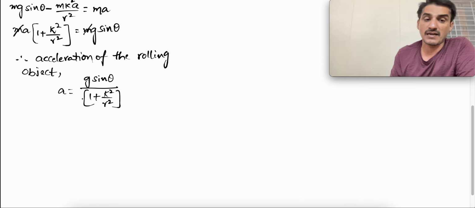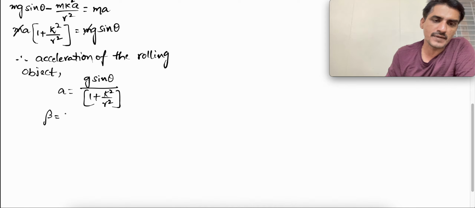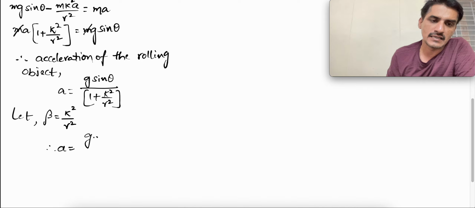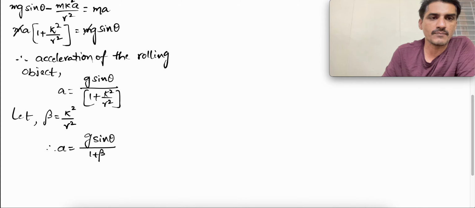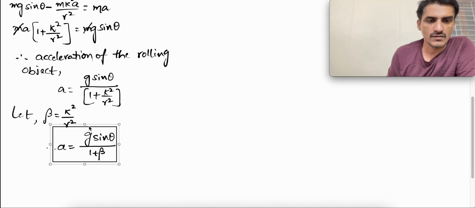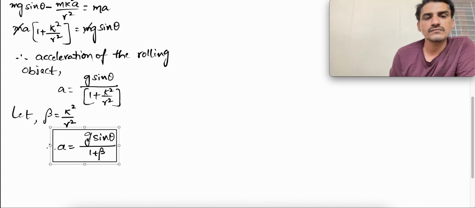Okay, it is k square by r square, not root. So you will get different values, right? That constant I am writing as beta. Let us assume that beta is equal to k square by r square. Therefore, acceleration is now written as g sin theta divided by 1 plus beta. Remember this formula. Now let us find the force acting on it.